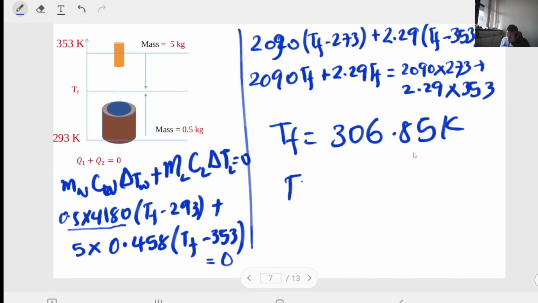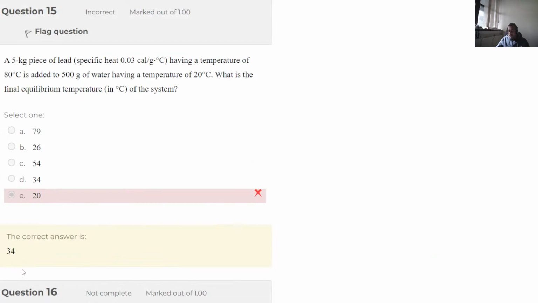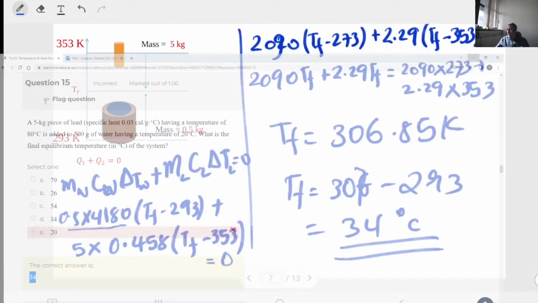T final, therefore, whatever I get now, 306, I'm going to forget about that, or 307 maybe, 307 minus 293, maybe you get 34 degrees centigrade here. Yeah, that is better. Therefore, you see, I was wrong. The answer is 34. It's correct. It's my rushing. Sorry about it.